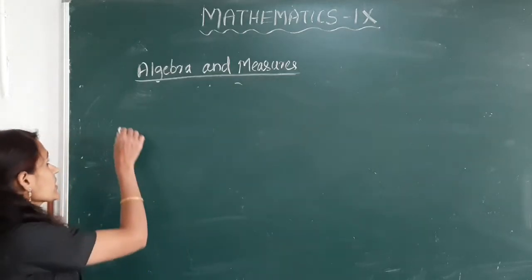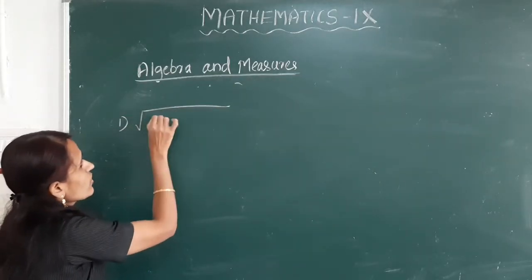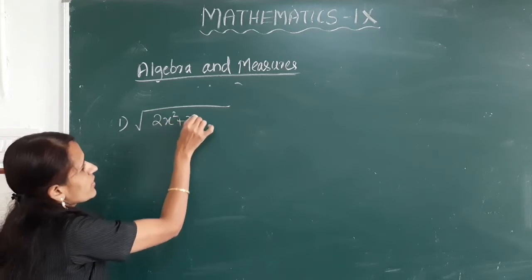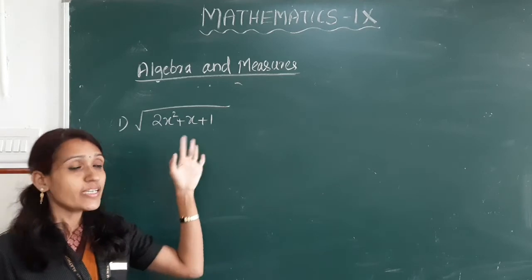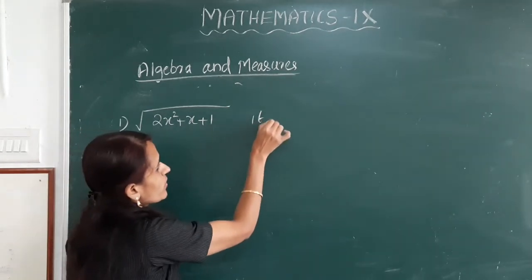Clear, children? Now see this example. Root of 2x square plus x plus 1. According to our definition, it is not a polynomial.